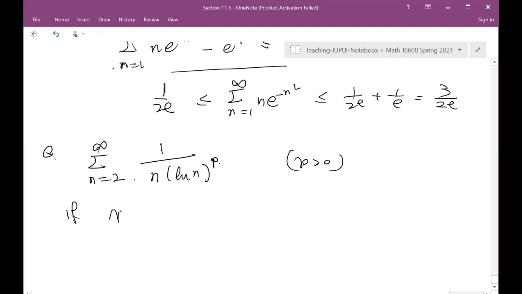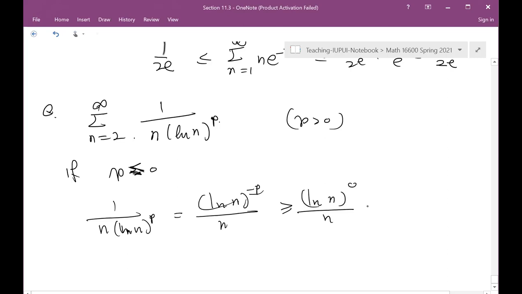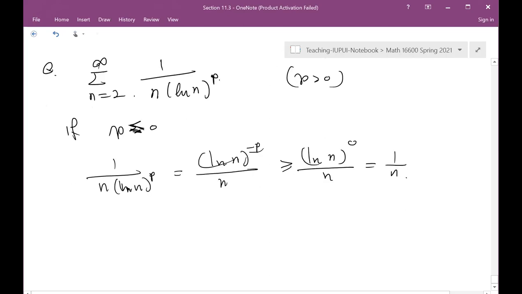So if p is less than 0, what do you get? This is n times natural log of n to the power p, right? You can move it up: negative p is now greater than 0, so this is going to be positive. Clearly it's positive. This will be natural log of n to the power 0, which is 1 over n. So that is a lower bound.